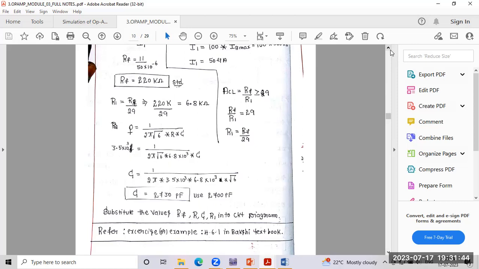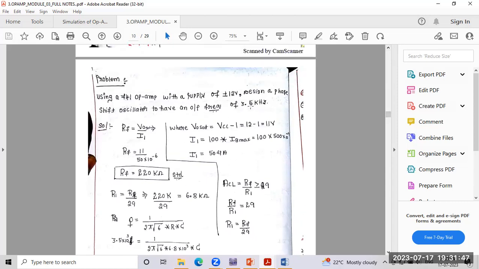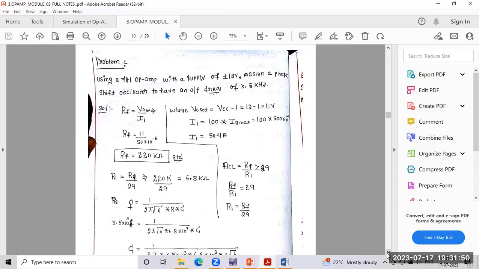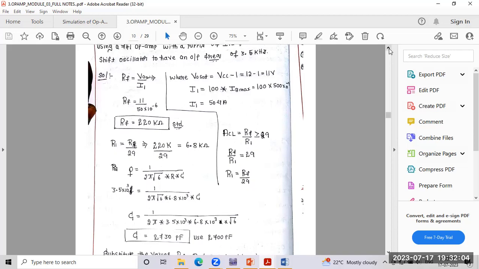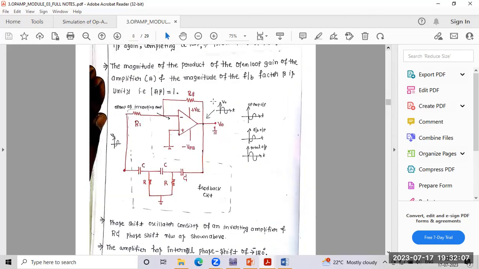This is the actual question. We should generate 3.5 kilohertz of oscillation with the help of this design. Here you need to substitute the RF value 220 kilo ohm, and then the R value, R1, is nothing but triple R, and then the C value is nothing but 2700 C. In the feedback network we should substitute here. I'm going to show how to substitute. Here RF is nothing but 220 kilo ohm. R is nothing but 6.3 kilo ohm, 6.3 kilo ohm, 6.3 kilo ohm. C is nothing but 2700 picofarad, three times. Now we substitute the values.